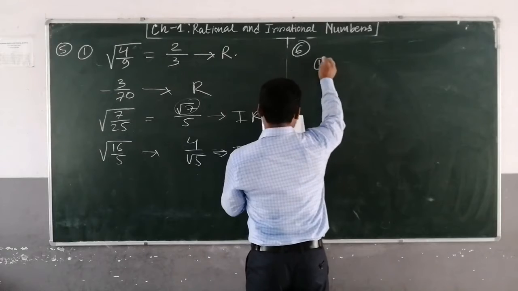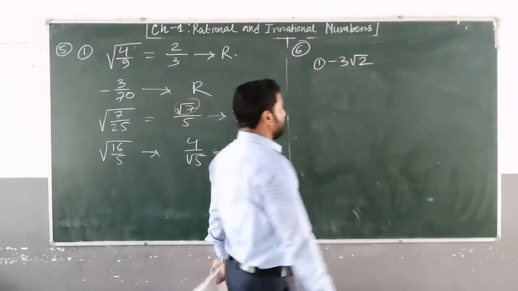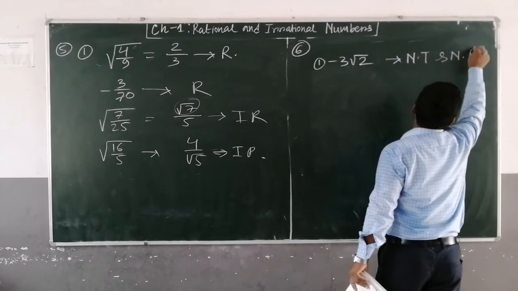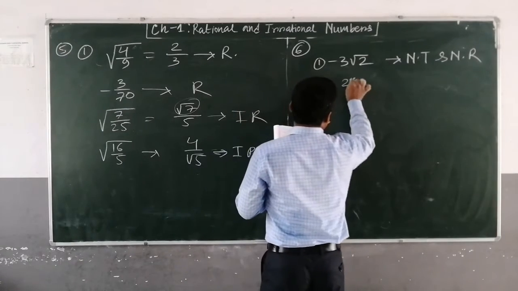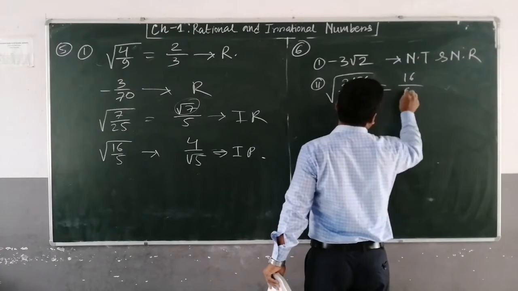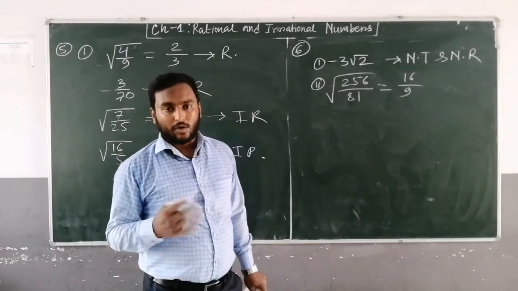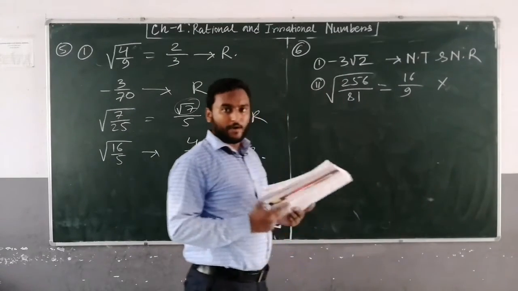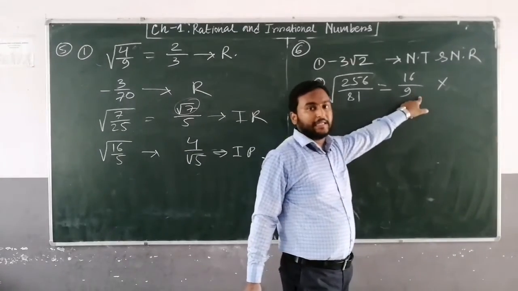Okay. So first part. Minus 3 root 2. This is an irrational number. So obviously this is non-terminating and non-recurring. Okay. Second part. 256 upon 81 under root. The square root of 256 is 16 and this is 9. This is a rational number, so this will be either terminating or non-terminating repeating decimal. So this is not. Okay, we have to find only non-terminating, non-repeating, but this is non-terminating, repeating, so we will leave that.